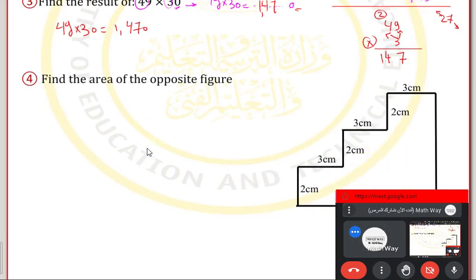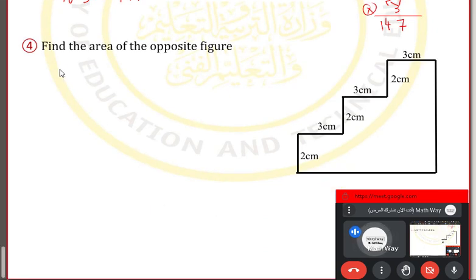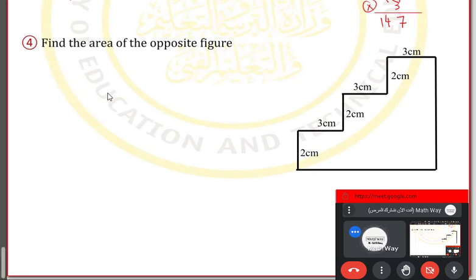Okay. The next question, he wanted the area of the opposite figure. To calculate the area here, we need to divide this shape, or split it into regular shapes, because this is irregular. So we can make it like this. Now we have 3 regular shapes. We can name them shape number 1, shape number 2, and shape number 3. All we need now is to know the dimensions of each one.